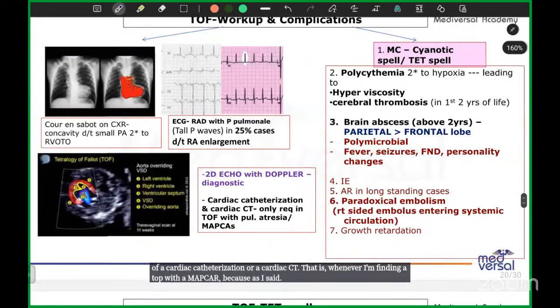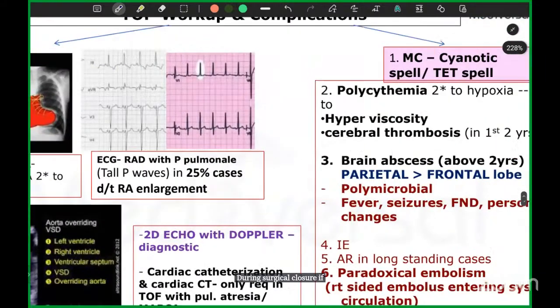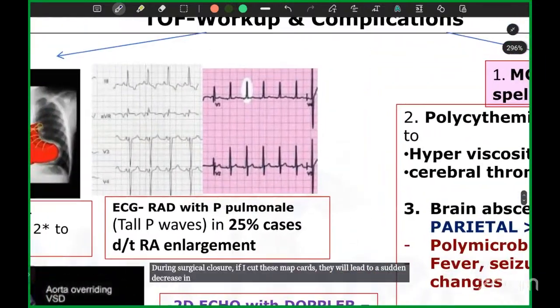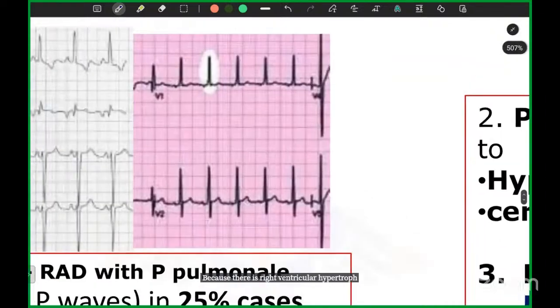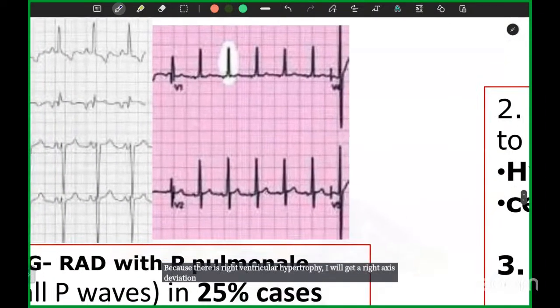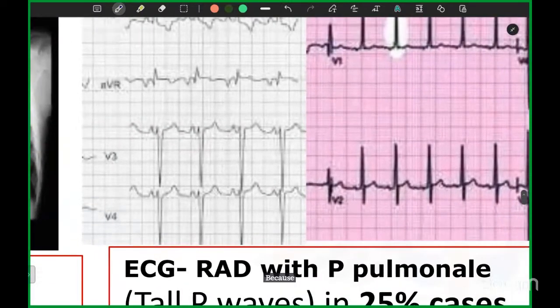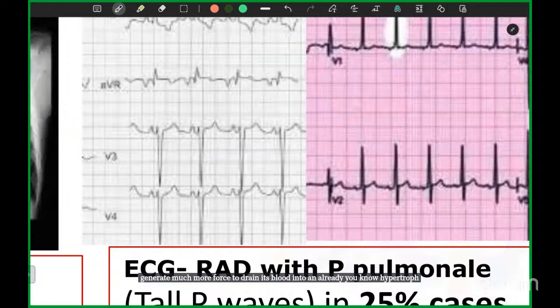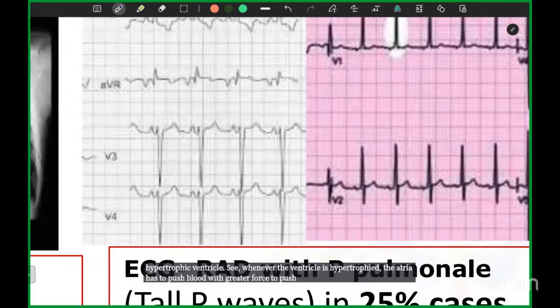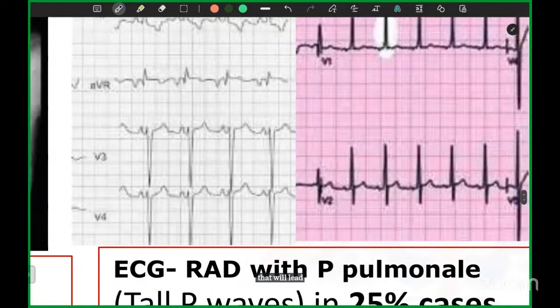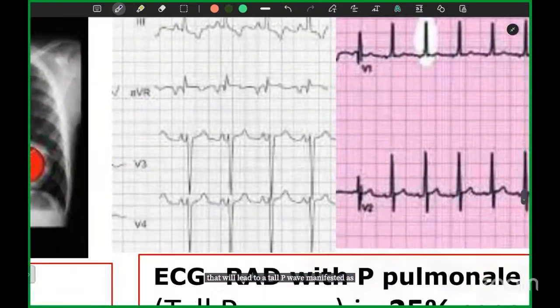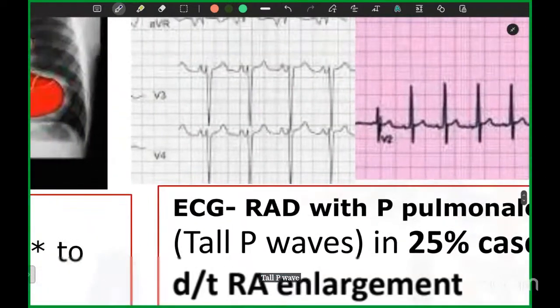Because as I said, during surgical closure, if I cut these MAPCAs, they will lead to a sudden decrease in coronary blood flow. Because there is right ventricular hypertrophy, I will get a right axis deviation, tall R waves in V1, and because now the atria has to generate much more force to drain its blood into an already hypertrophied ventricle. See, whenever the ventricle is hypertrophied, the atria has to push blood with greater force into the ventricles. That will lead to a tall P wave manifested as P pulmonale.